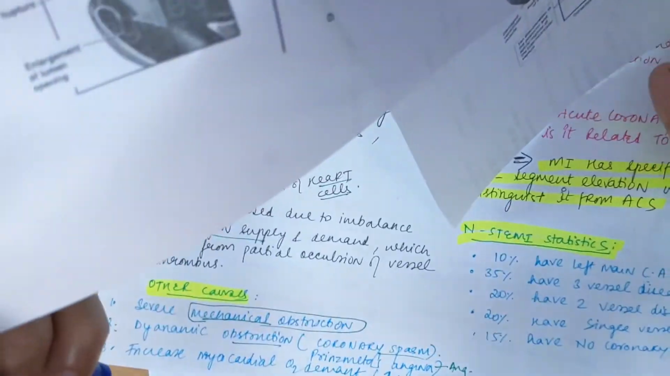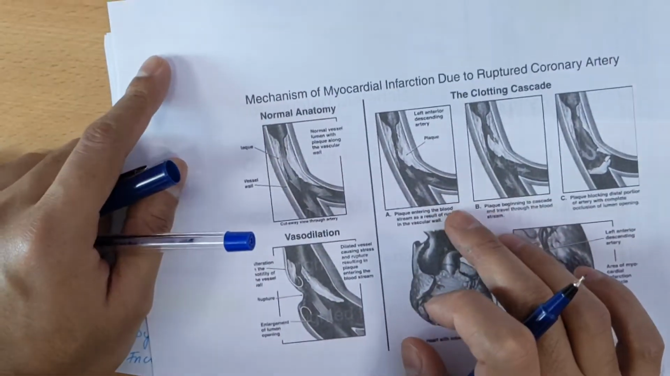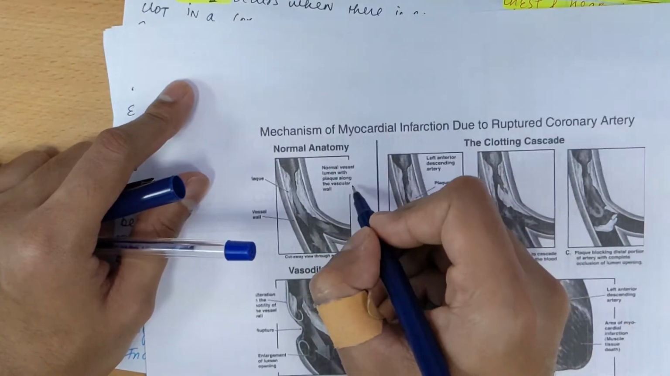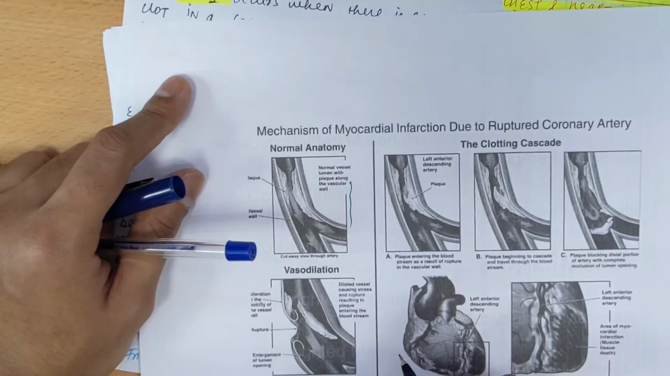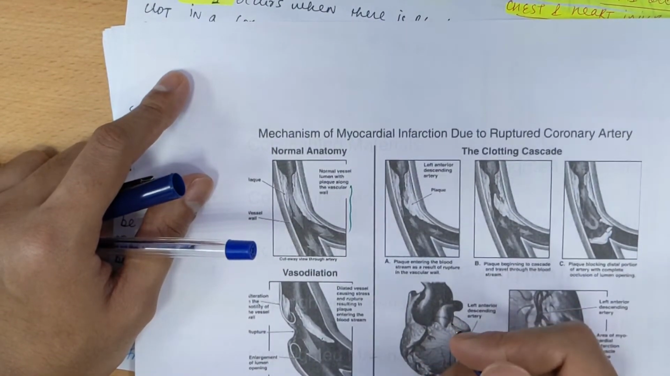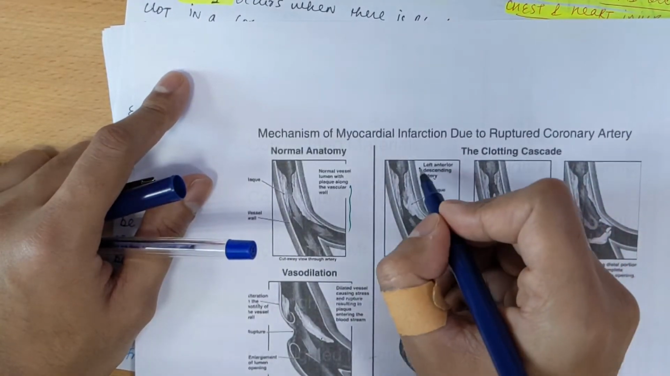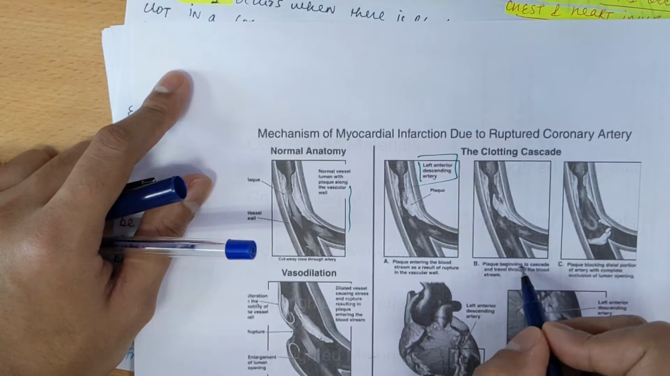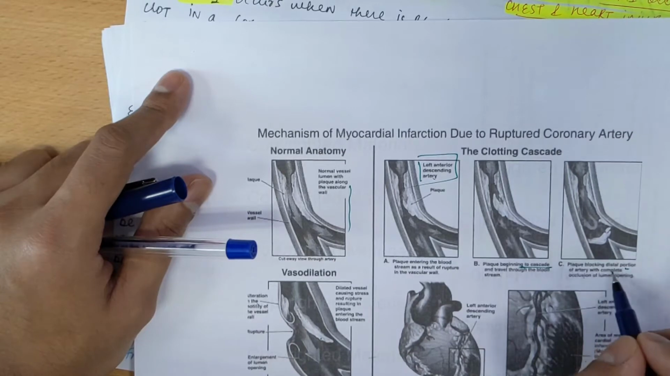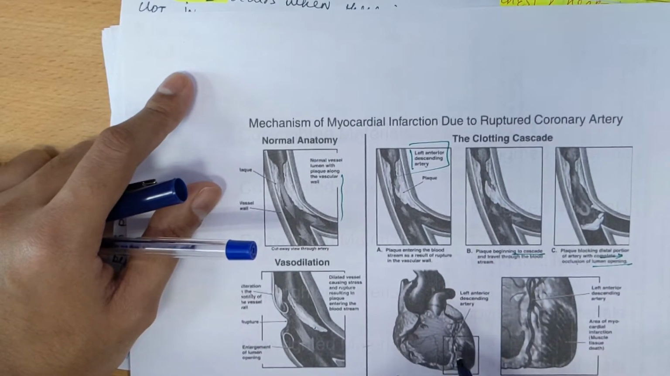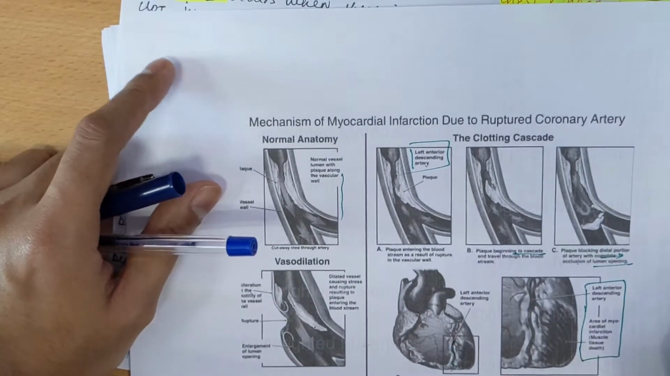Now if you see this diagram, the mechanism of MI due to a ruptured coronary artery is the clotting cascade. You can see this here. This is a normal vessel, and there is vasodilation after there is any atherosclerotic plaque. This is the body's sympathetic response which leads to dilation of the vessel, and this is the clotting cascade. You can see this is the left anterior descending artery inside the heart. The plaque begins to cascade, travels through the bloodstream, and there is a blockage of the distal portion of the artery. Okay, so this is the infarction here. So this is the main cause we will see in the case of MI, the death of the muscle tissue of the heart.